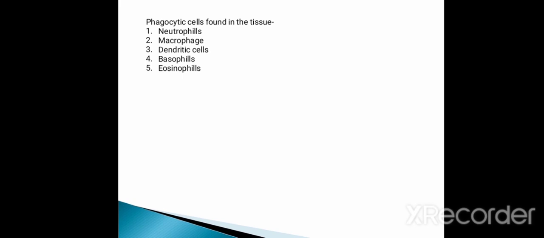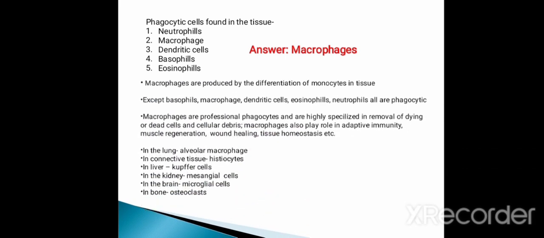Next, phagocytic cells found in tissue. Option 1 neutrophil, option 2 macrophages, option 3 dendritic cell, option 4 basophils, and option 5 eosinophil. And the correct option is macrophages. Macrophages are produced by differentiation of monocytes in tissue. Except basophil, macrophages, dendritic cell, eosinophil, neutrophil, all are phagocytic. Macrophages are professional phagocytes and are highly specialized in removal of dying or dead cells and cellular debris.